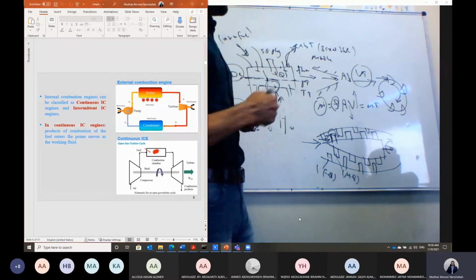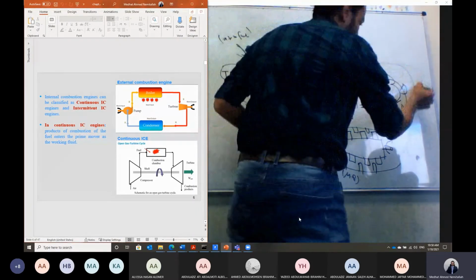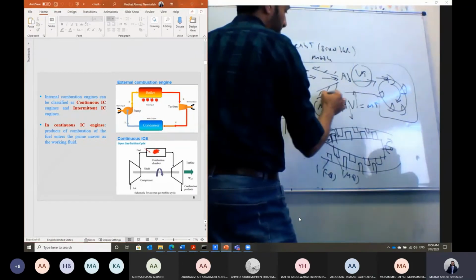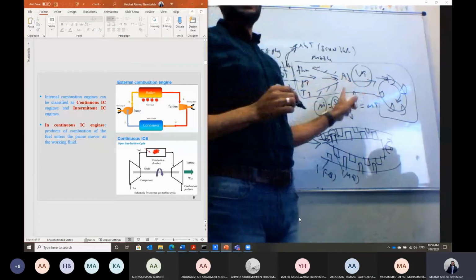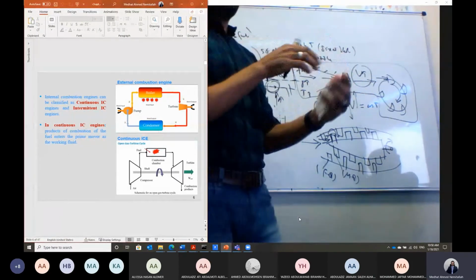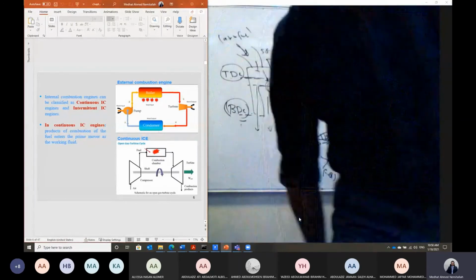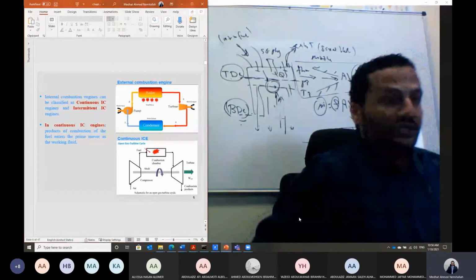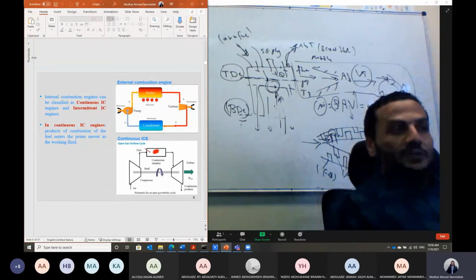So the idea, Shabab, of any turbine, gas turbine or steam turbine, is that we have a row of fixed blades that generates a high velocity jet that hits the bucket, so that we can generate shaft power.